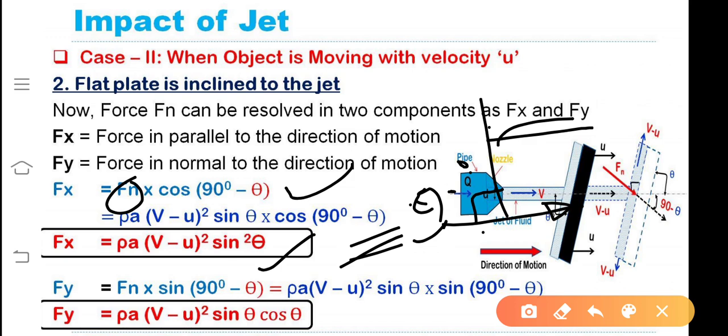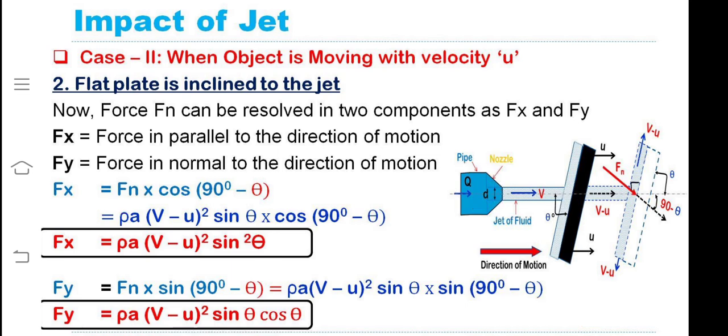So Fy is equal to Fn multiplied by sin of (90 minus theta), is equal to rho A whole multiplied by (V minus U) squared sin theta multiplied by sin of (90 minus theta). Therefore, Fy is equal to rho A whole multiplied by (V minus U) whole squared sin theta cos theta. Clear? Further, next slide.